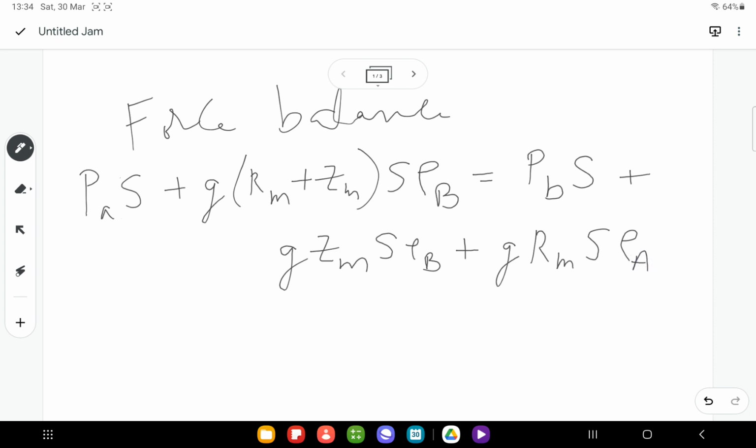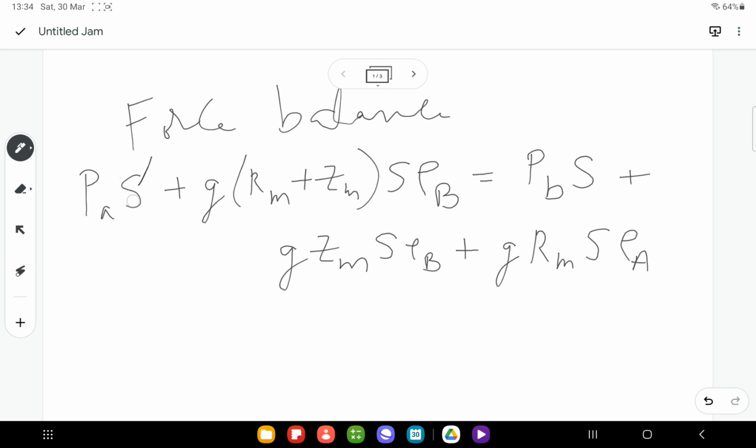The reason for the difference between rho B and rho A is that up to Zm we have fluid B, so I am writing density B, and from the Zm point to Rm the liquid is rho A. That's the reason I wrote it separately here. But on the left leg, the entire region Rm plus Zm is covered with fluid of density rho B. That's the reason I wrote it like this, right?